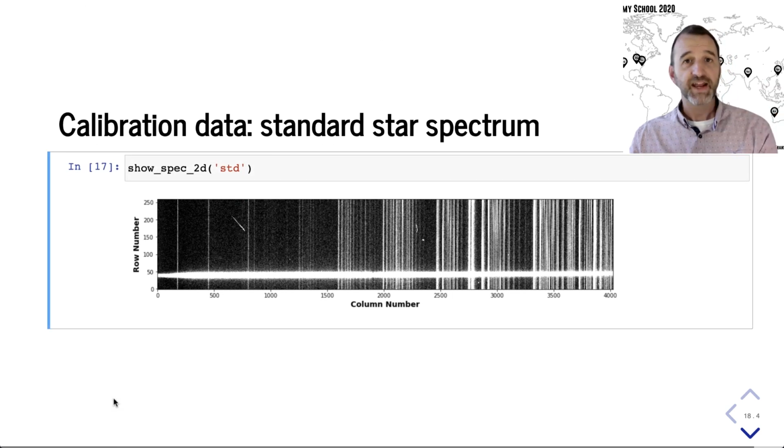Then we can take a standard star observation. So we'll go to, again, a star. We know the flux density at each one of these wavelength bins. We measure how many counts we get, and then we can get our conversion factor. We get a function to convert from counts to flux density as a function of wavelength.